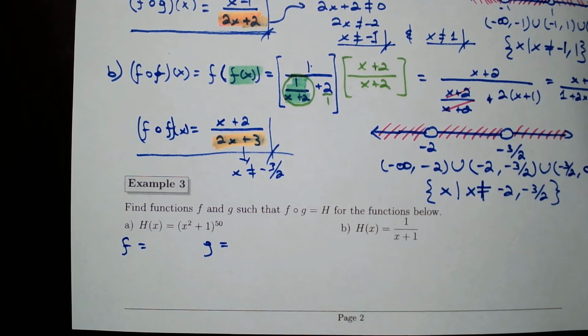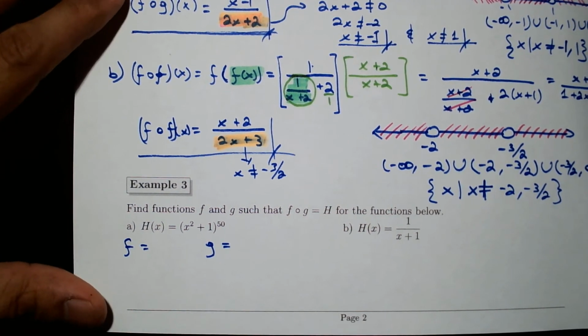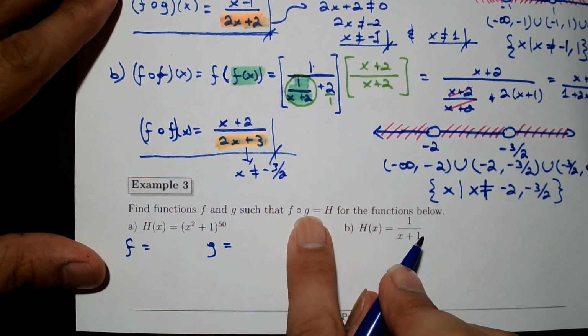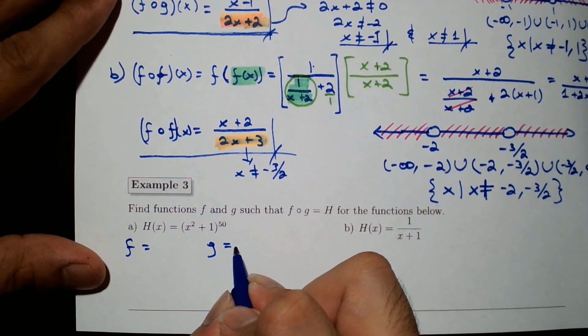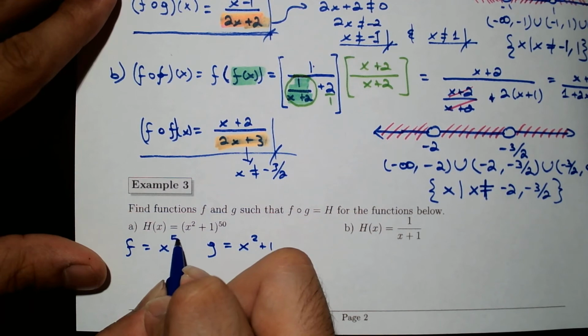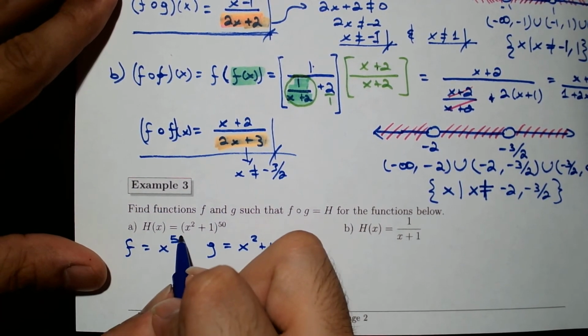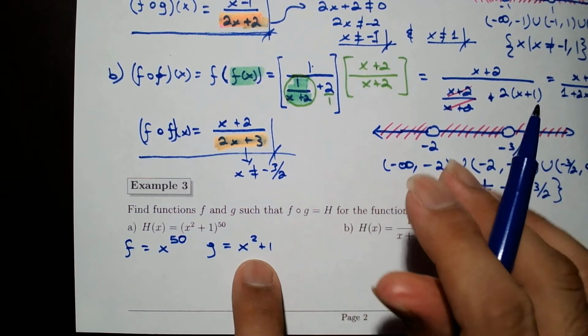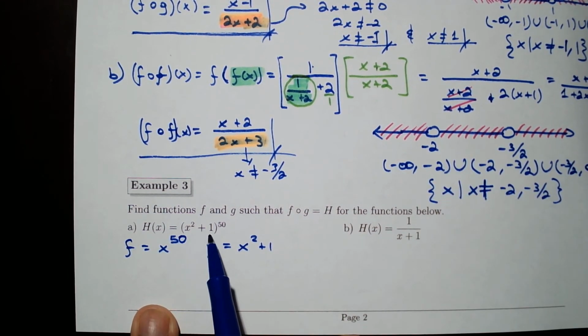And by the way, guys, for this type of exercises, there is more than one possible answer. For example, one possible answer is to have, okay, g is the one that goes inside. So g of x, I can think of it as being x squared plus 1, and f to be x to the 50th power. Because if we do f bubble g, g is the one that goes inside, giving us x squared plus 1.